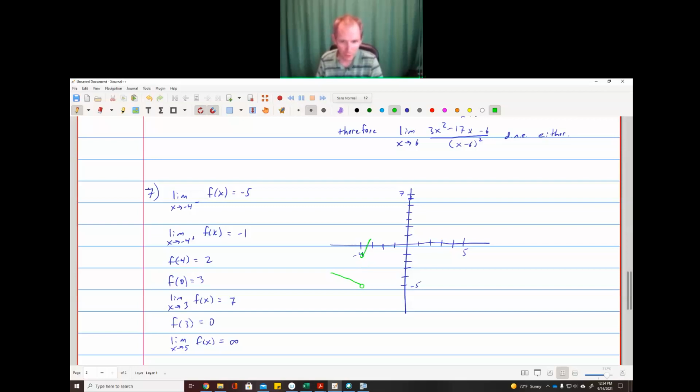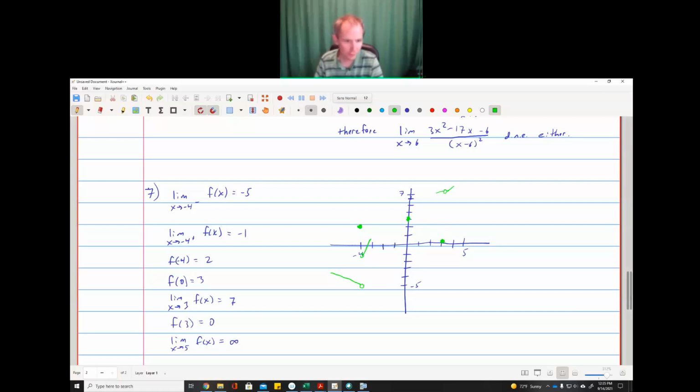When I plug in -4 exactly, we get a y value of 2. Put a closed dot there. Okay. f of 0 is 3, so when I plug in an x value of 0, we get a y value of 3. The limit as x approaches 3, it doesn't say left or right, that means both sides. It has to be 7. So this has to approach 7 from both sides. f of 3 is 0, so when I plug in 3 exactly, I get 0, so that's a closed dot here on 0.